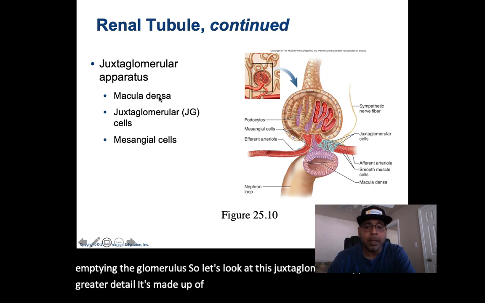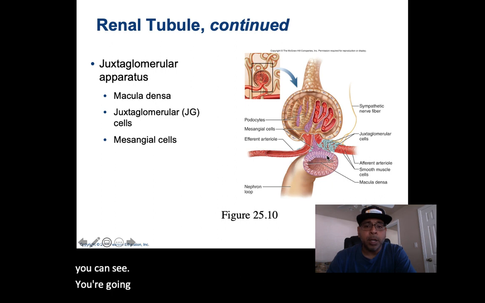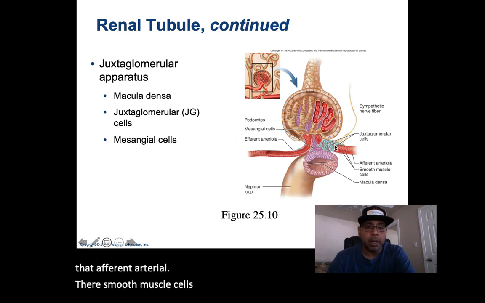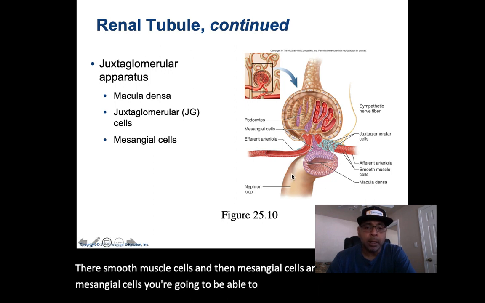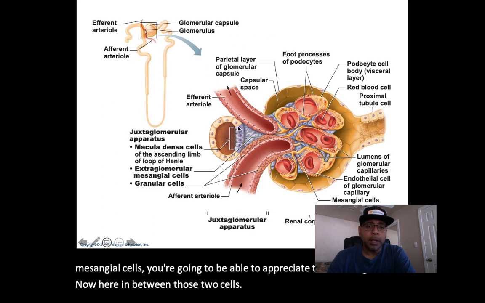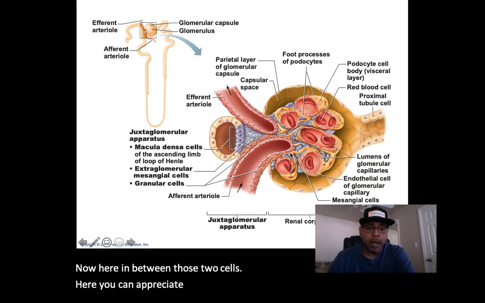You've got the macula densa cells. You're going to be able to appreciate the juxtaglomerular cells surrounding that afferent arteriole. There's smooth muscle cells and then mesangial cells. And when we talk mesangial cells, you're going to be able to appreciate the mesangial cells here in between those two cells. Here you can appreciate that juxtaglomerular apparatus in greater detail again.